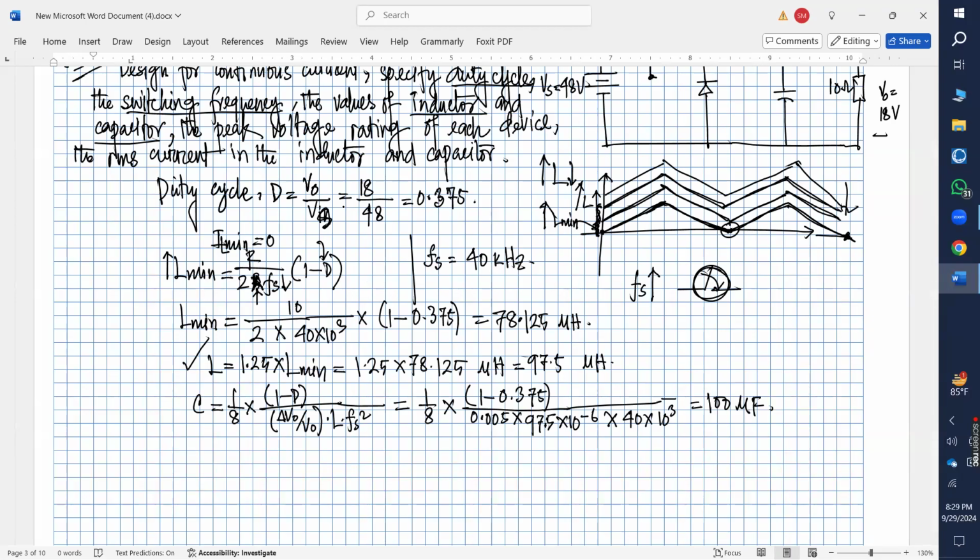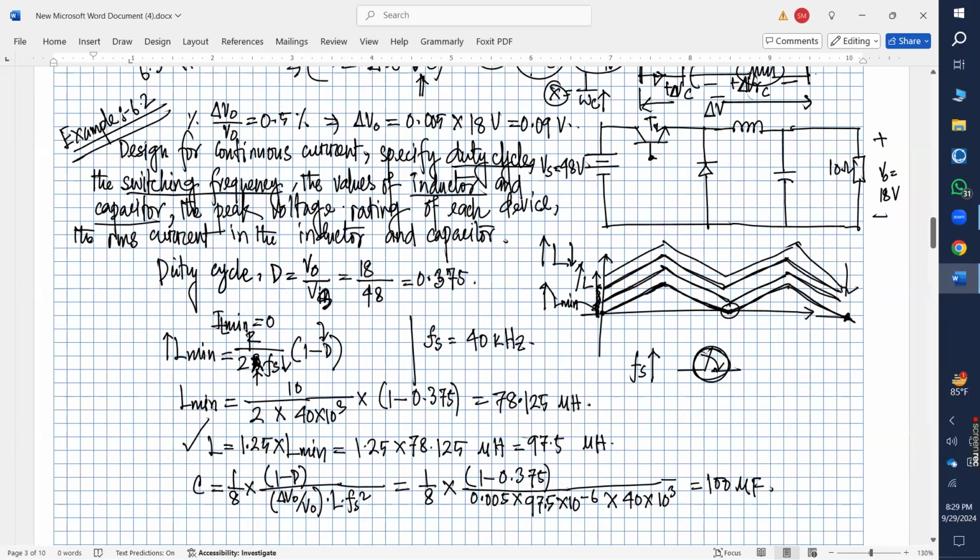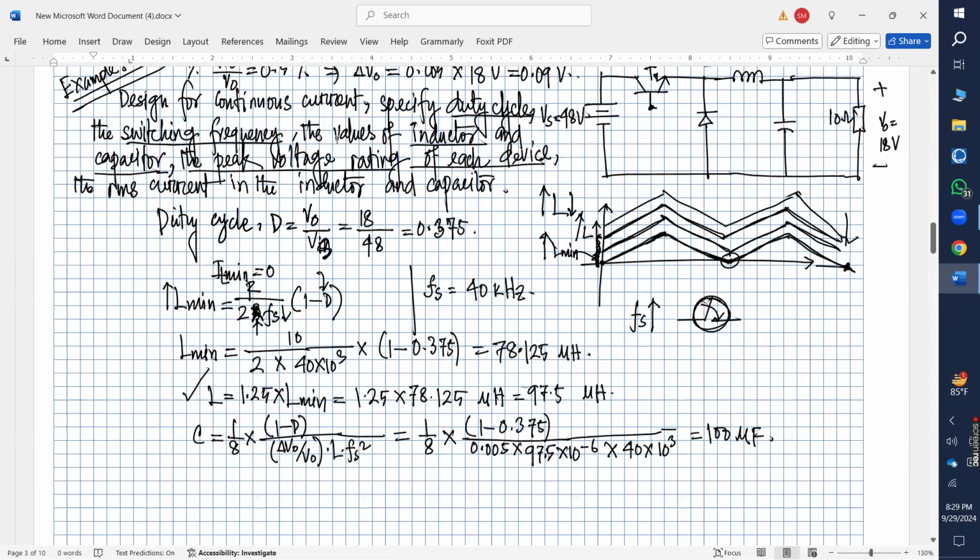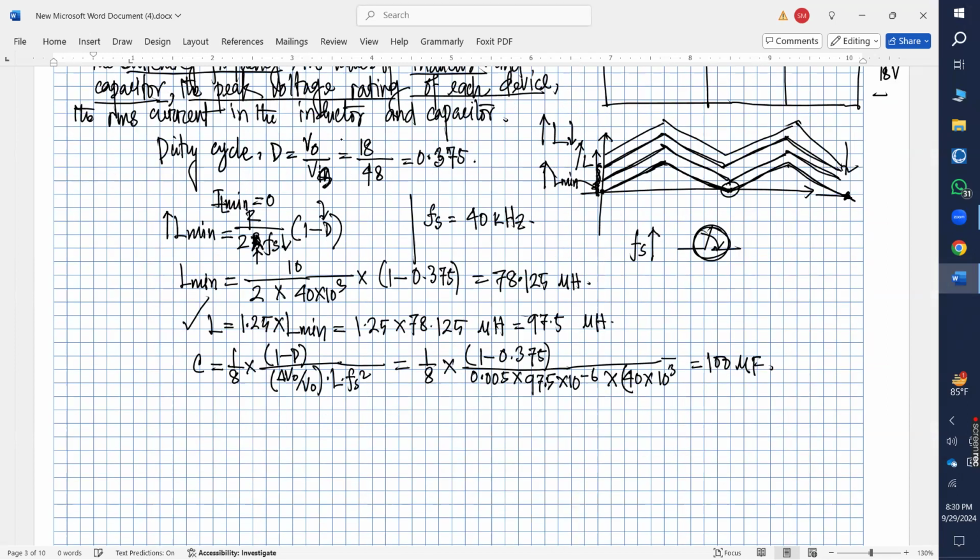So now we got the inductor and capacitor values. Now we need to know the peak voltage rating of each device. Sir, shouldn't it be Fs squared? Right. But it should give you 100 microfarad, right?